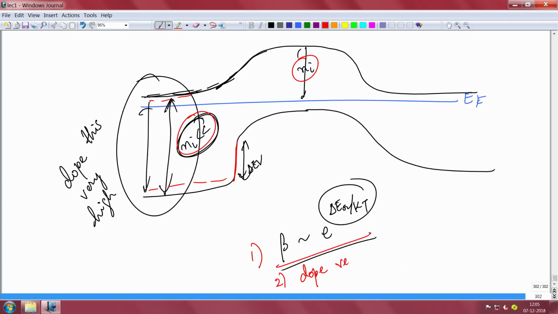Okay, you can dope the emitter very high for a higher injection. That means electrons will go better and holes will not come. Still your band gap narrowing will not affect anything because delta EV will take care of that. Okay, and your gain will automatically be high.